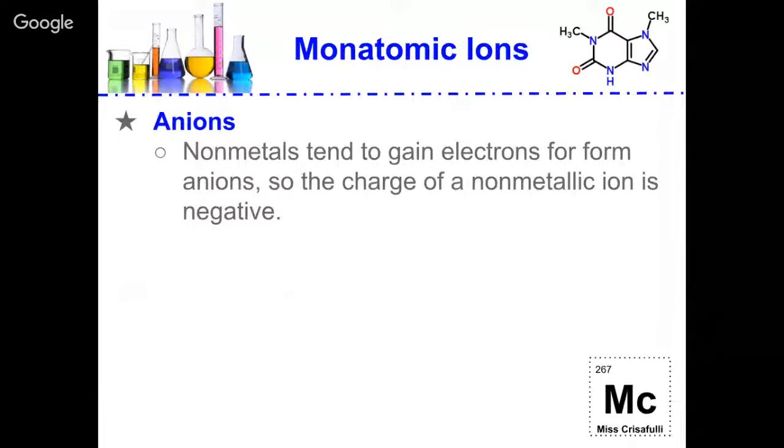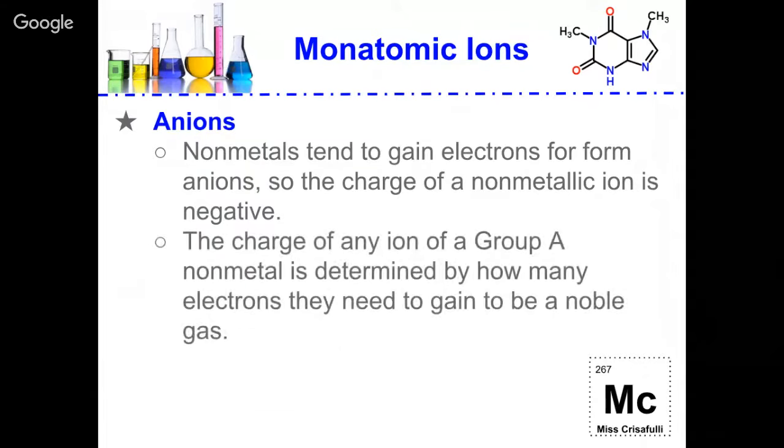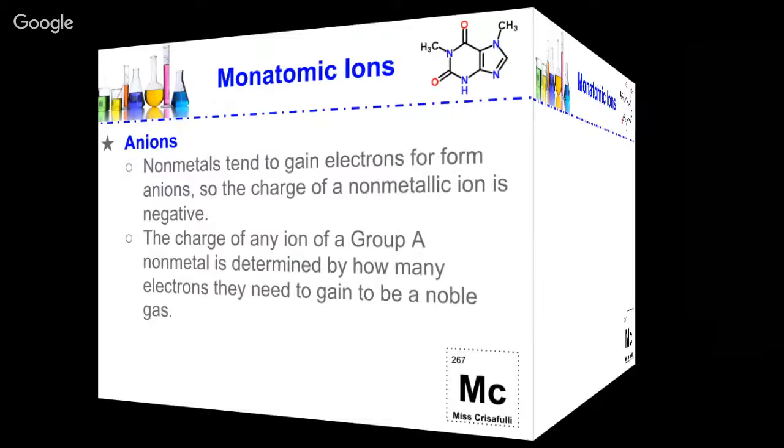Anions, remember, are nonmetals, and they tend to gain electrons to form anions, so the charge of a nonmetallic ion is negative because they gained extra electrons. The charge of any ion of a group A element, remember group A's are 1, 2, 13, 14, 15, 16, 17, and 18 on your periodic table, that is a nonmetal, is determined by how many electrons they need to gain to be a noble gas.